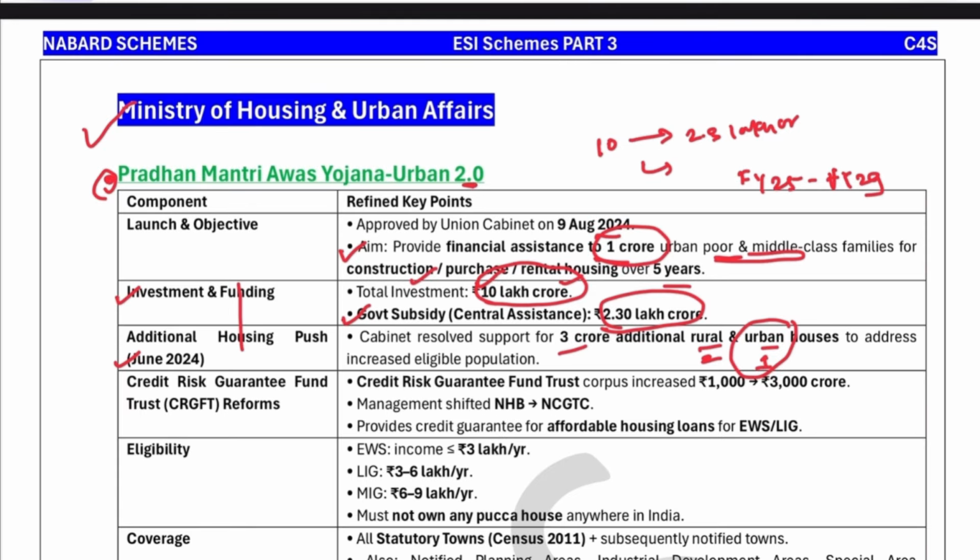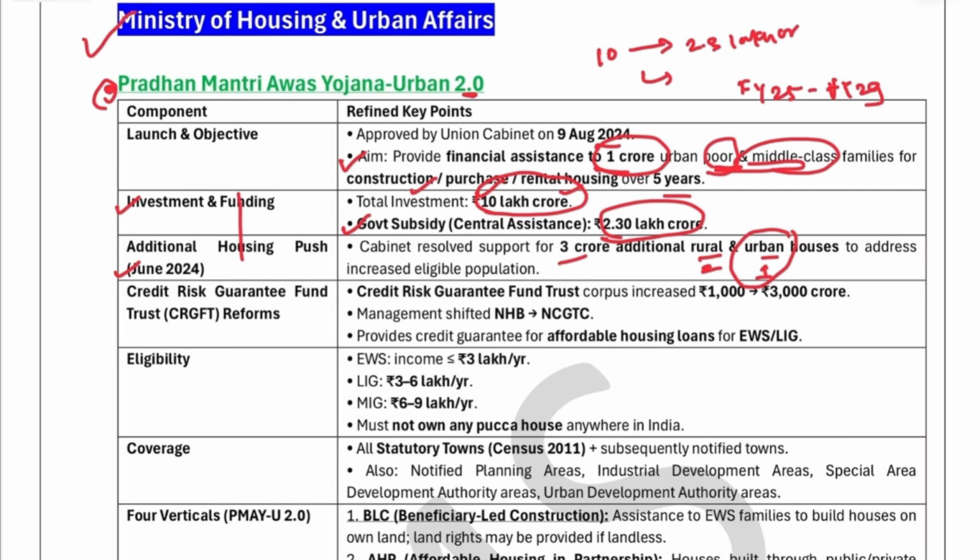Okay, so as I said, this particular scheme is only available for poor and middle class urban families. So who are these? There are three categories mentioned in this scheme: EWS, LIG and MIG. EWS will be those with income less than or equal to 3 lakhs per year. Then the LIG category, that is lower income group, will have income between 3 to 6 lakh, and middle income group will have 6 to 9 lakh as the eligibility income criteria to avail benefit under this particular scheme.